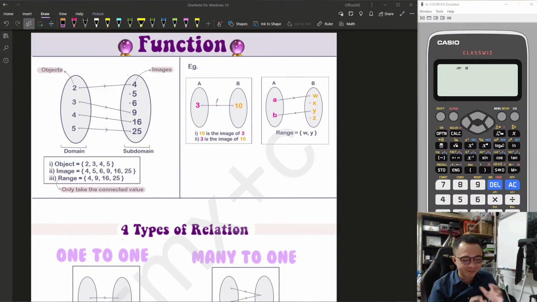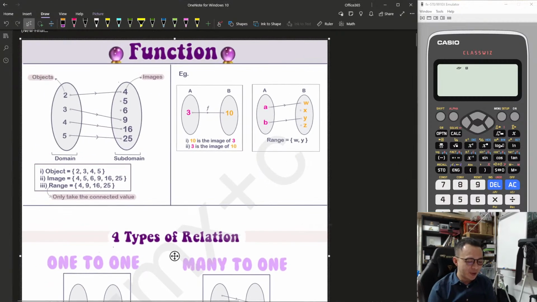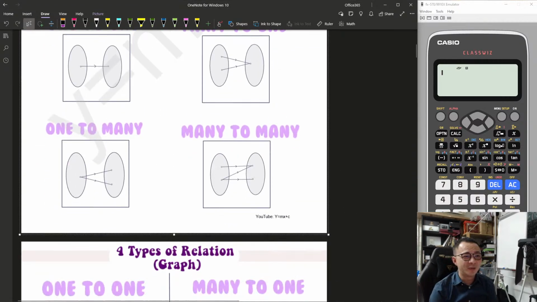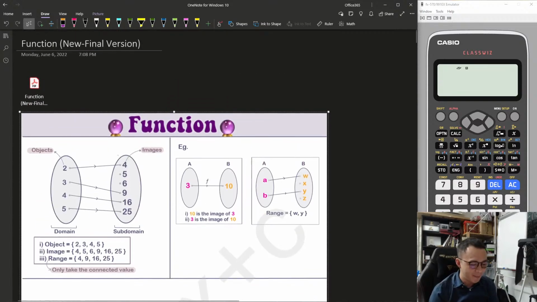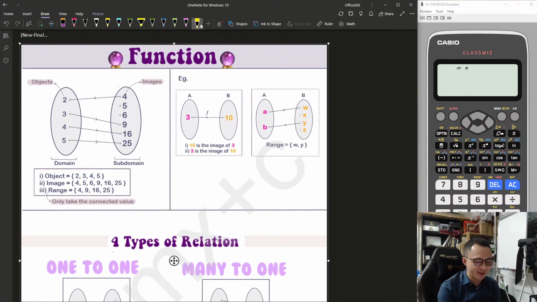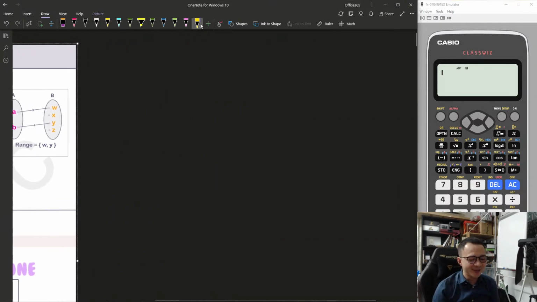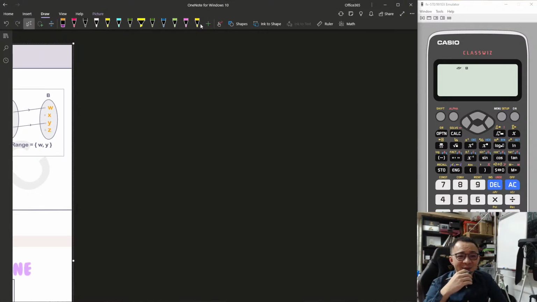Alright, this is a trial class for the Score A masterclass. So today we're going to teach about function, which is the first chapter. We have a lot of things to talk about today, but before we go into the function, let's discuss a little bit what this function is.